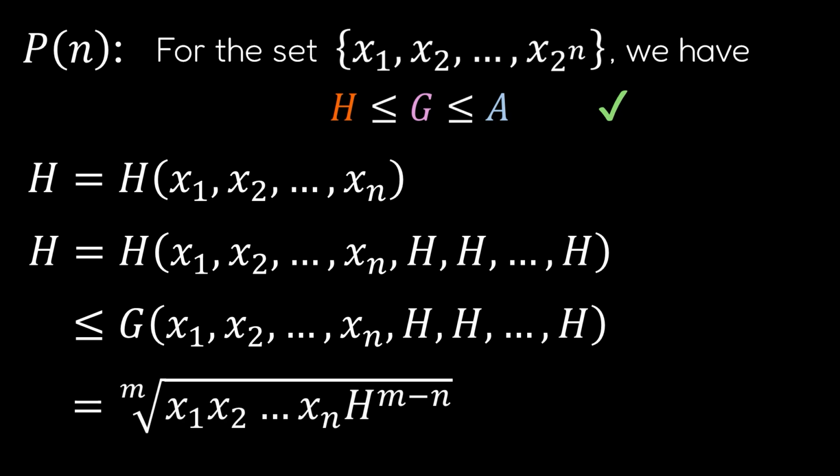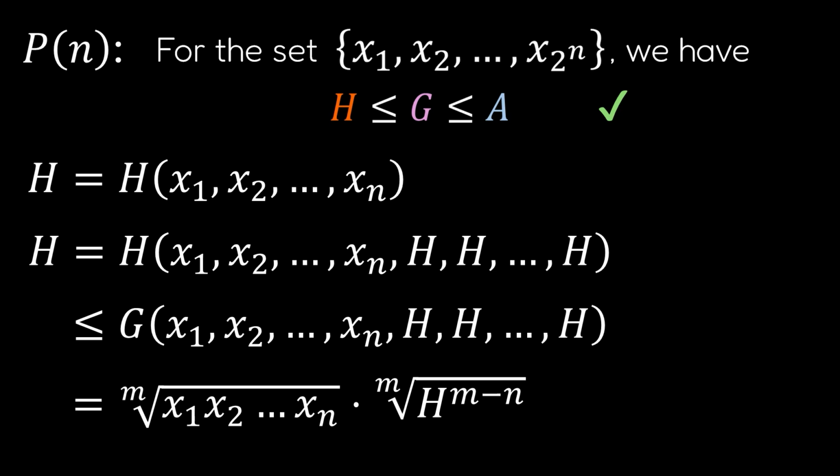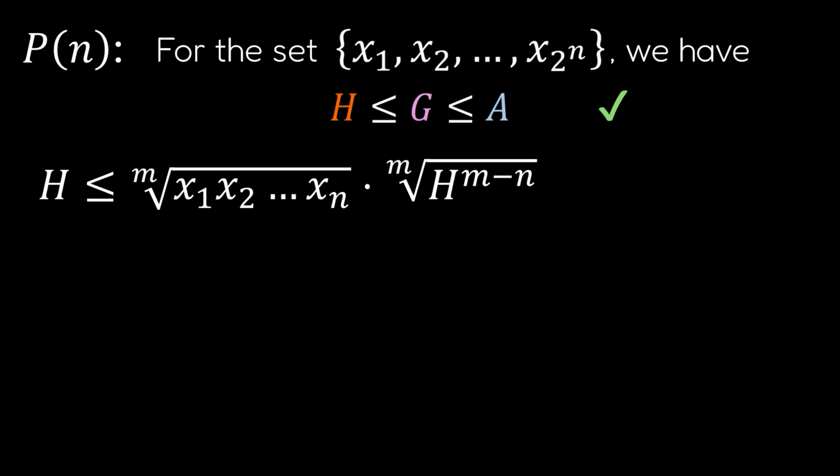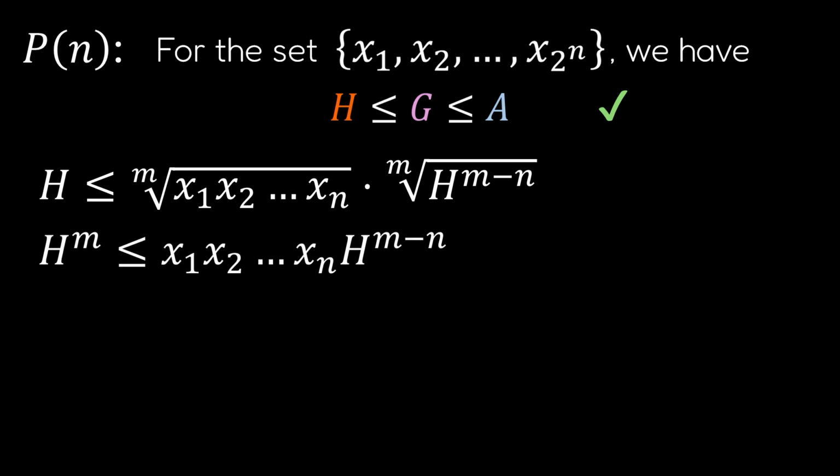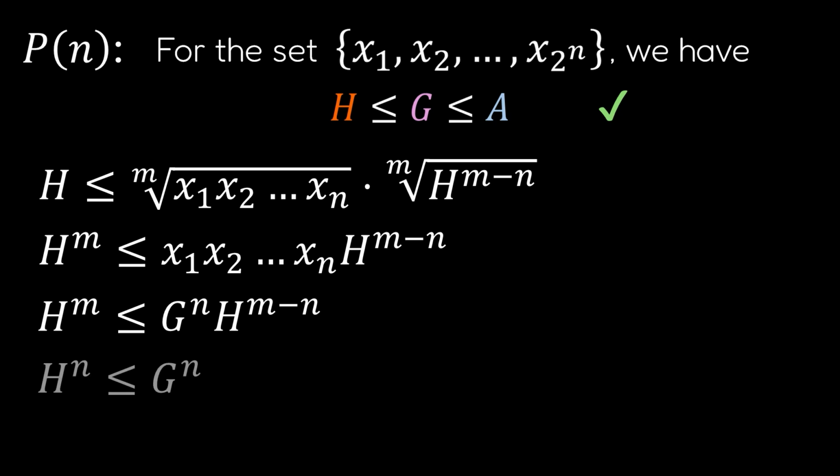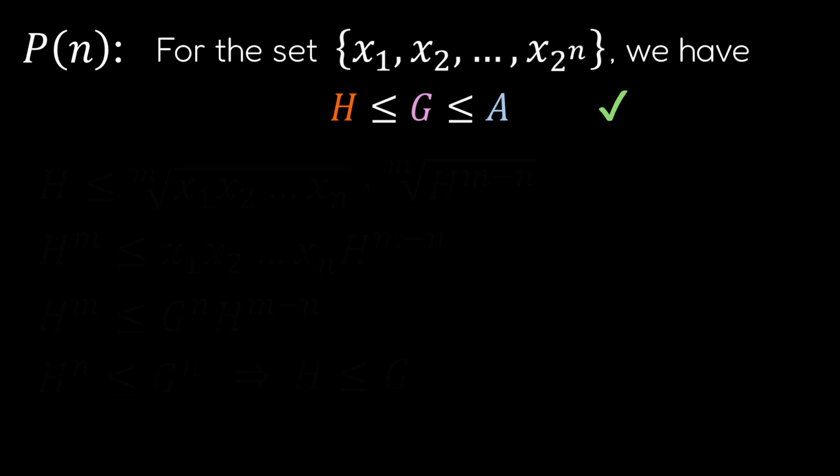Write out the definition of the geometric mean and separate the original data from the added h's. Now, take the inequality obtained, raise both sides to the power of m, rewrite the product of the original data in terms of their geometric mean, and divide everything by h to the power of m minus n. Extracting the nth root yields h less than or equal to g. To prove that g is less than or equal to a, the same method works, but starting with the arithmetic mean a. I leave that part as an exercise.